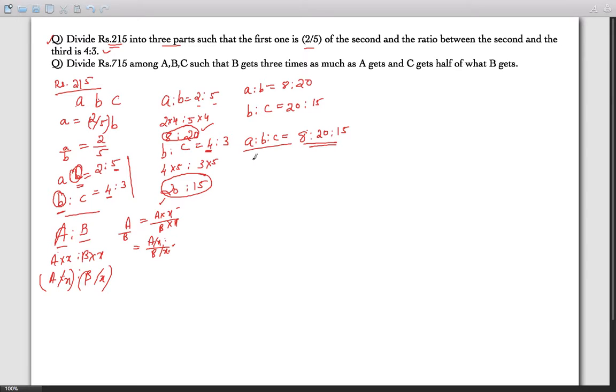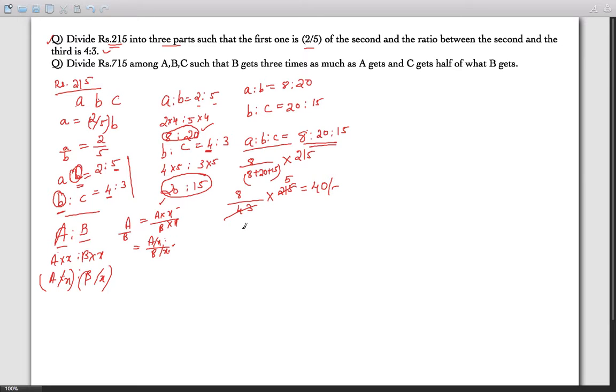The value of the first part will be 8 by 8 plus 20 plus 15 into 215, since this is rupees 215. What is 8 plus 20 plus 15? It is 43, and this is into 215. 43, I think this goes 5 times. Yes, 43 fives are 215. So it is 5 into 8. Its value is 40 rupees.